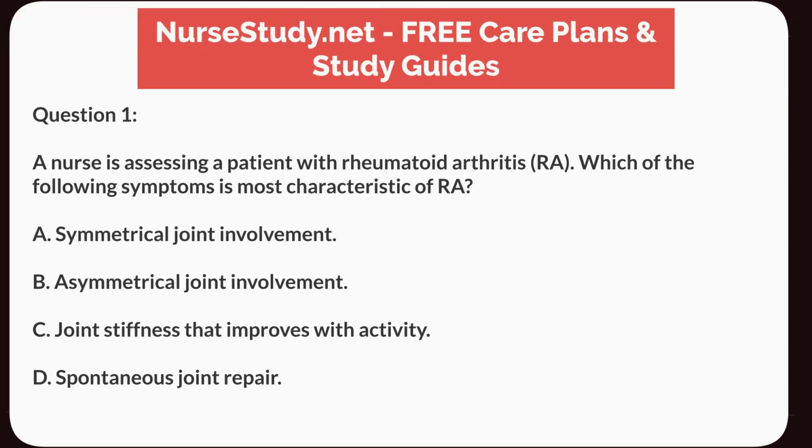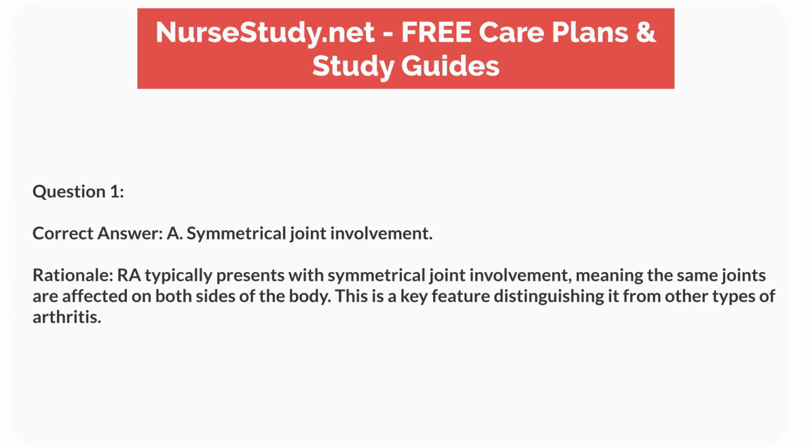Question 1. A nurse is assessing a patient with rheumatoid arthritis, RA. Which of the following symptoms is most characteristic of RA? A. Symmetrical joint involvement. B. Asymmetrical joint involvement. C. Joint stiffness that improves with activity. D. Spontaneous joint repair. Correct answer, A.